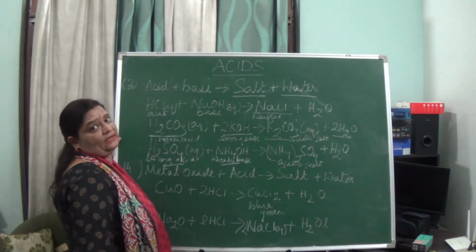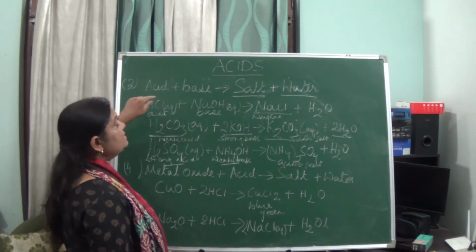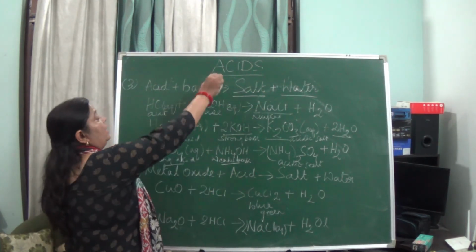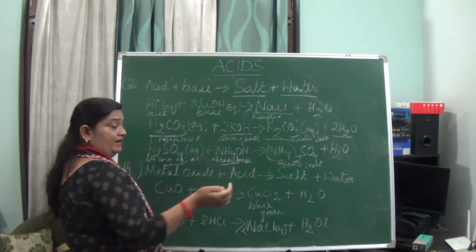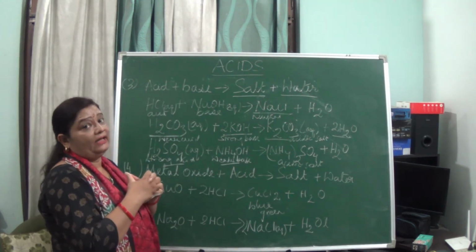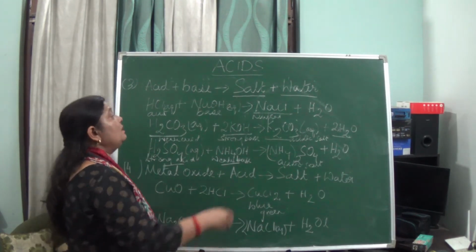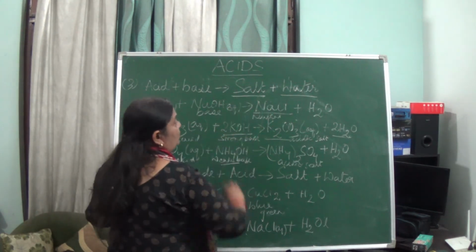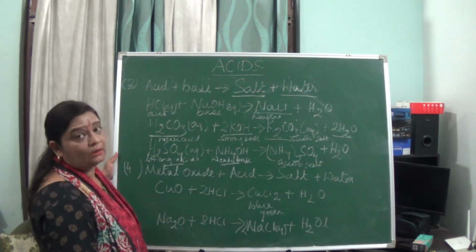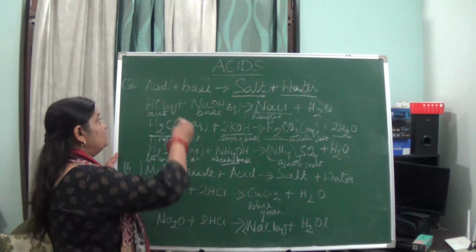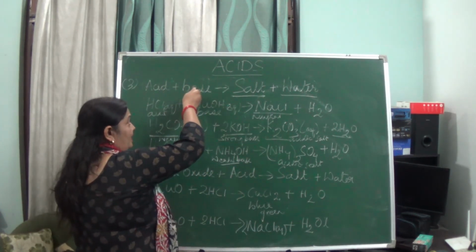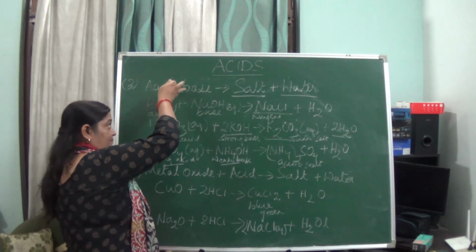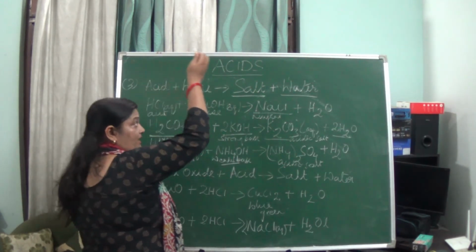So now the next chemical reaction. Acid reacts with base to form what? Salt and water. Here this acid and base both react with each other and nullify the effect, and as the result a neutral substance, which is salt, will be formed, plus water. But this salt can be acidic or basic also, depending on whether we are using a strong acid or a strong base, or a weak acid and a strong base, or a weak base and a strong acid. Accordingly the salt will be formed.